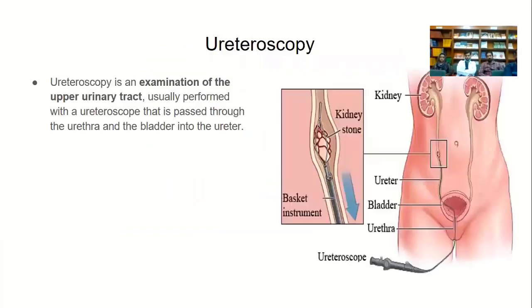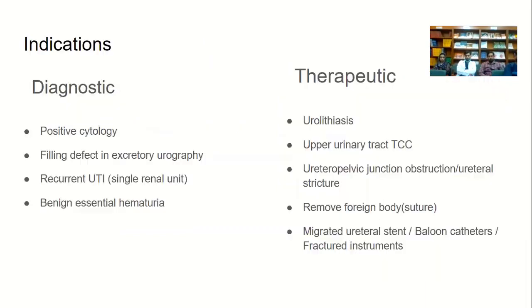Ureteroscopy and cystolitholapaxy. First of all, ureteroscopy. Ureteroscopy is examination of the upper urinary tract, usually performed with the ureteroscope that is passed through the urethra and bladder into the ureter. It is used both for diagnostic purposes as well as therapeutic purposes.